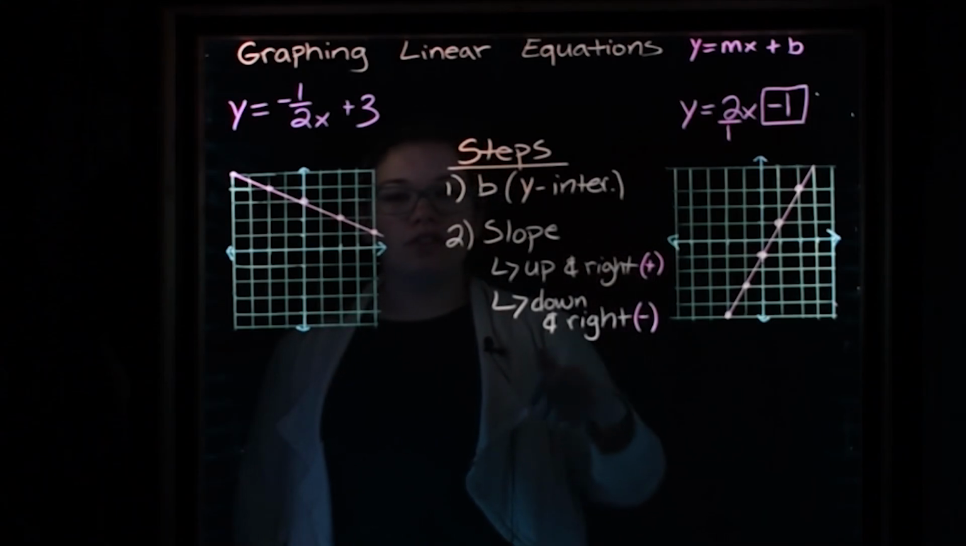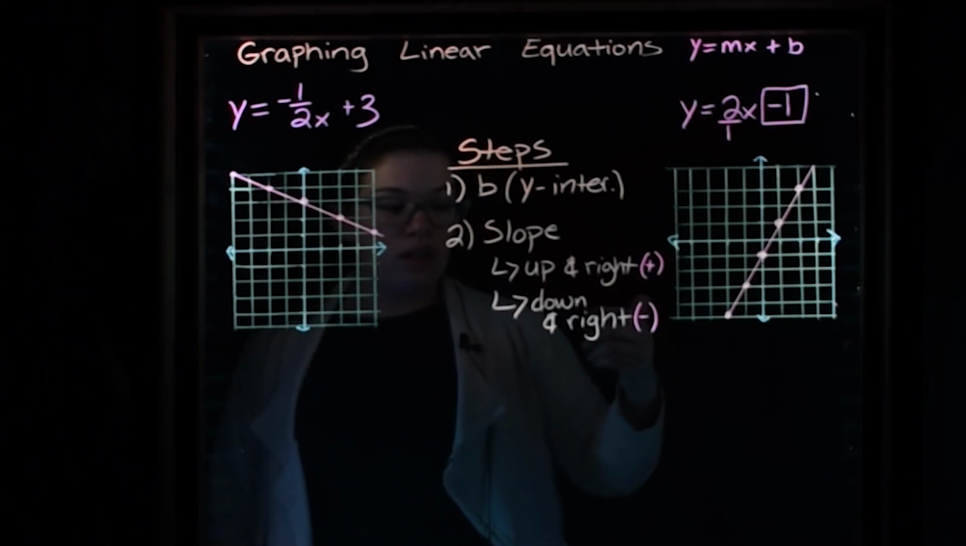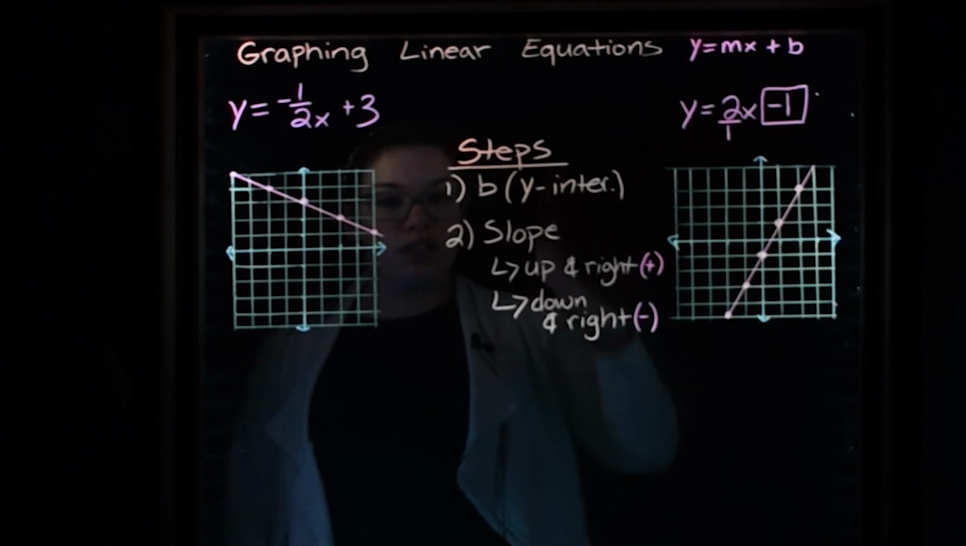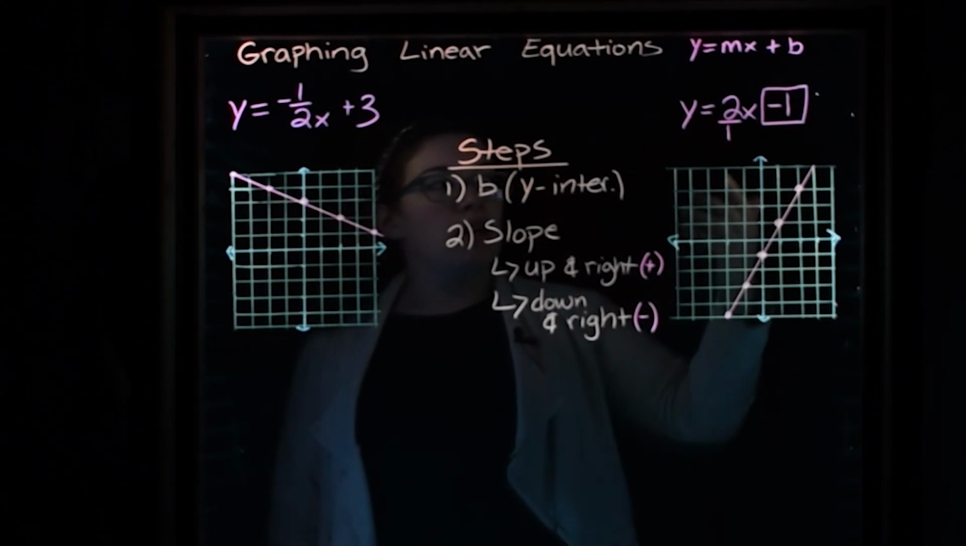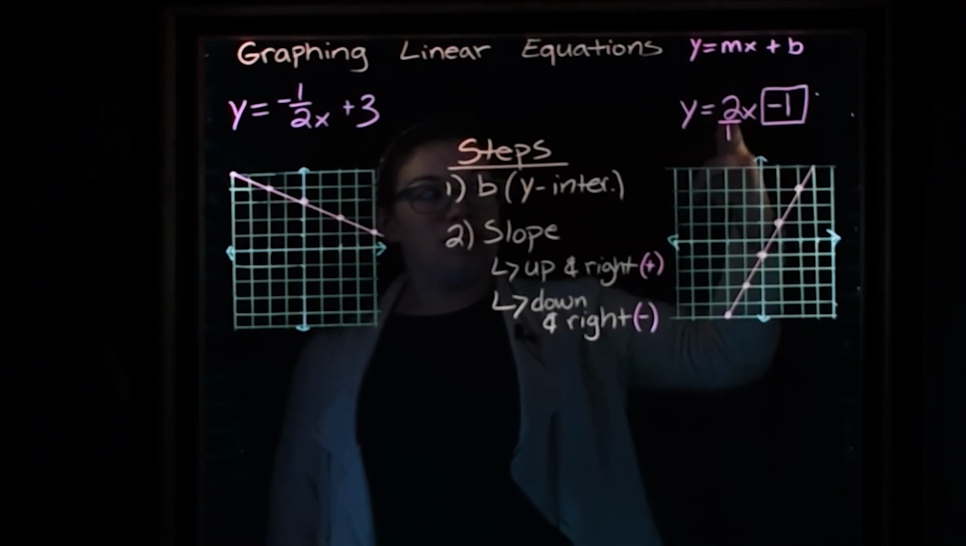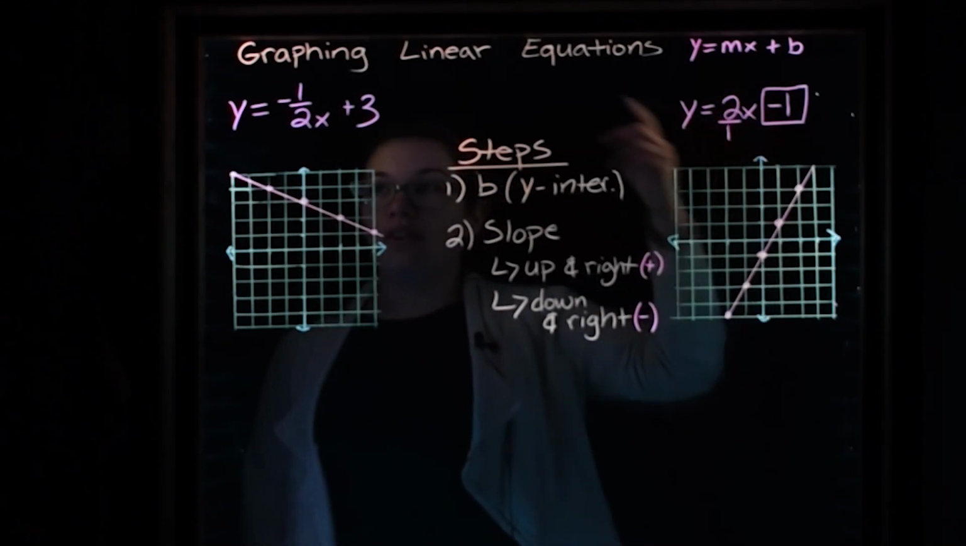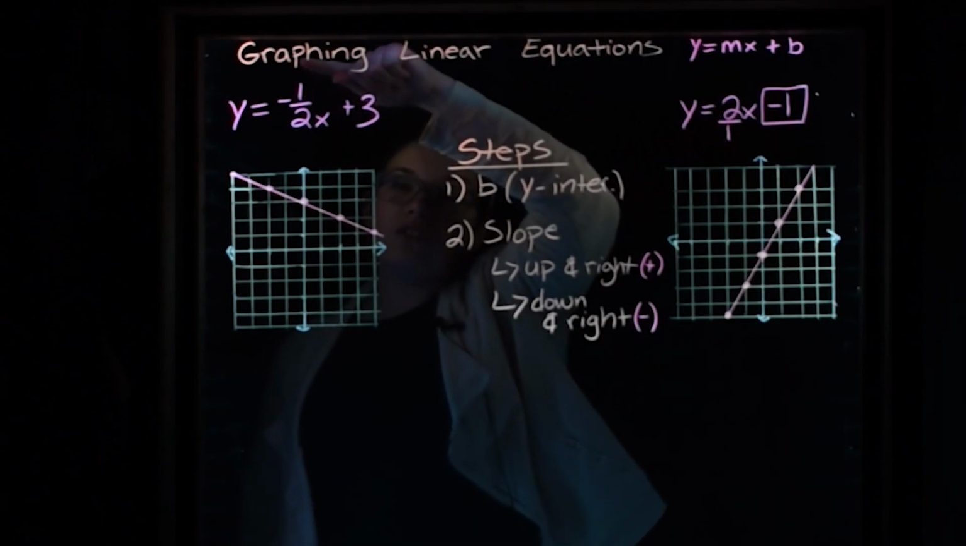If it's a positive slope, we go up and right. And if it's a negative slope, we go down and to the right. And I know if it's negative or positive because it does not have a negative sign, so it's positive. This has a negative sign, so it's negative.